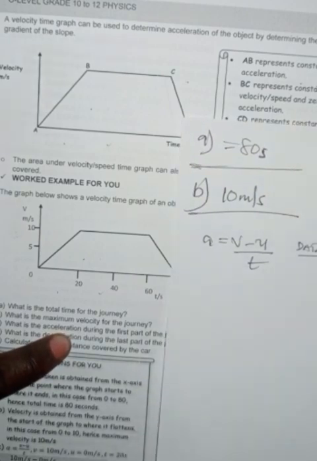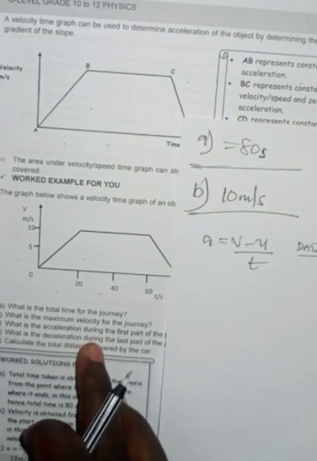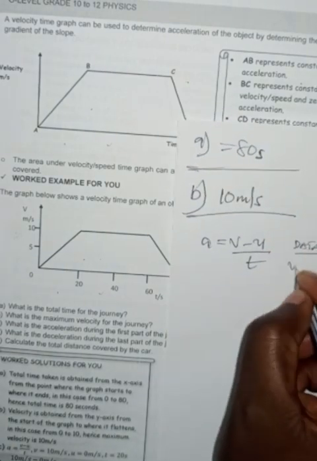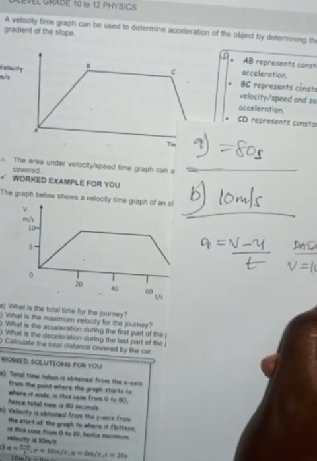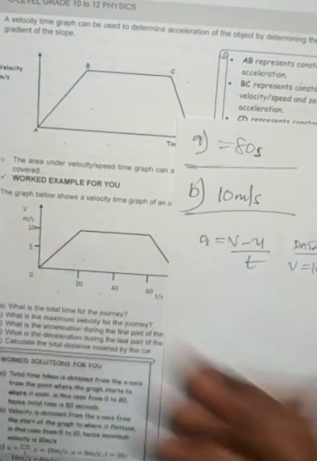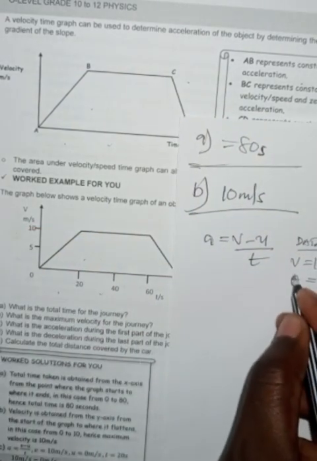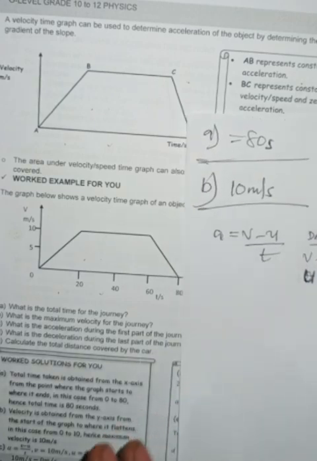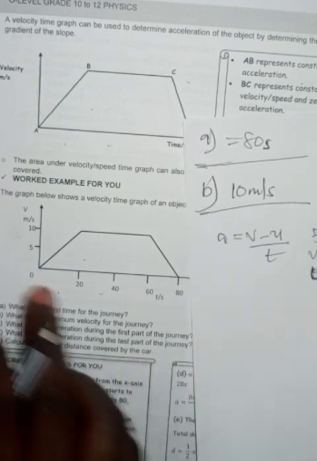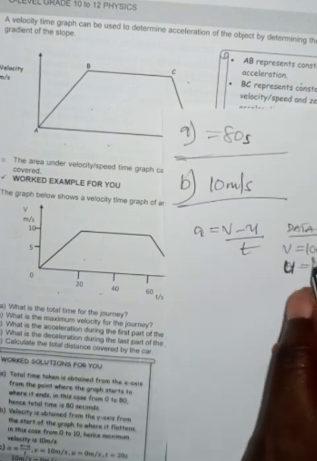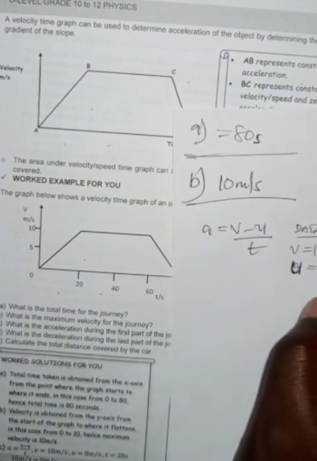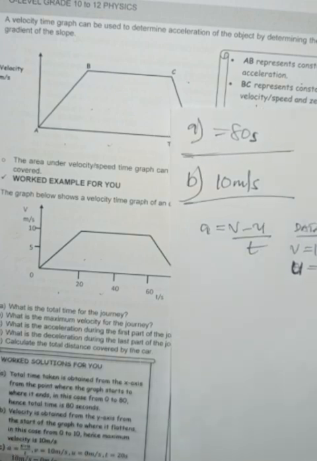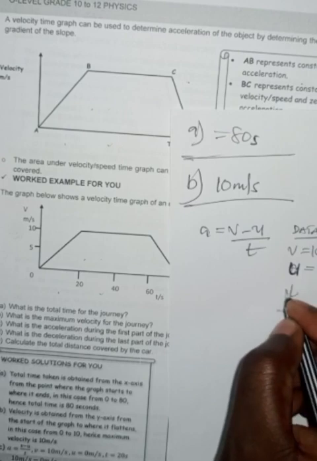All right. So our data, as you know, the final velocity is 10 meters per second here. Our initial velocity: this particular car started from rest, so it started from 0. So our initial velocity is going to be 0 meters per second.